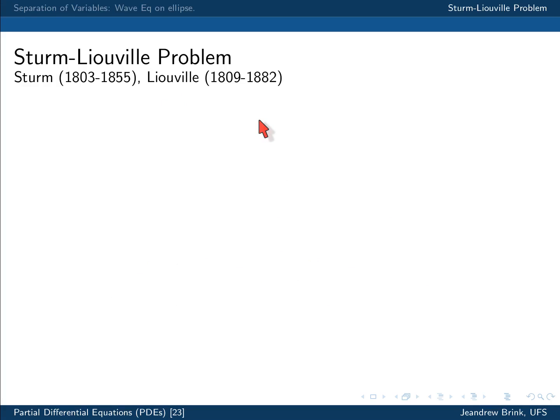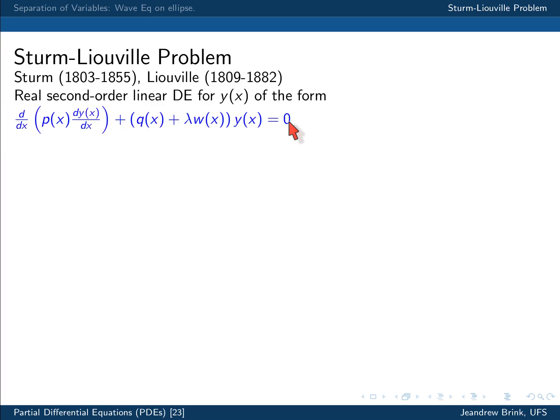Okay, so the Sturm-Liouville problem is a problem that was explored by Sturm and Liouville during the 1800s. And it basically was a series of techniques and results for solving a real second-order linear differential equation for y(x) of a particular form. And that form is written like this.